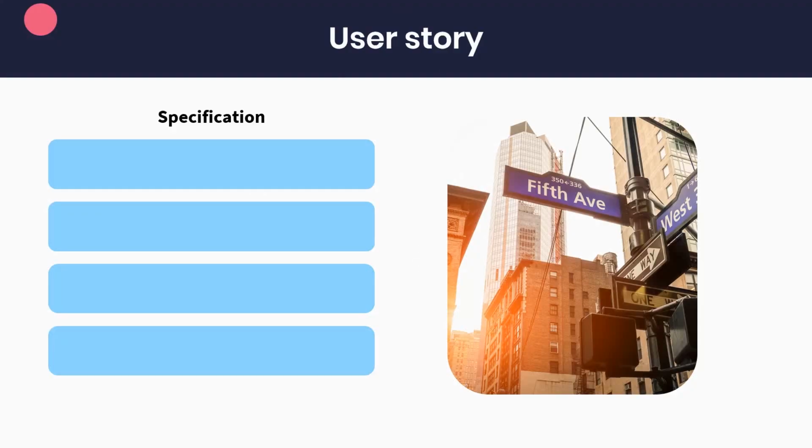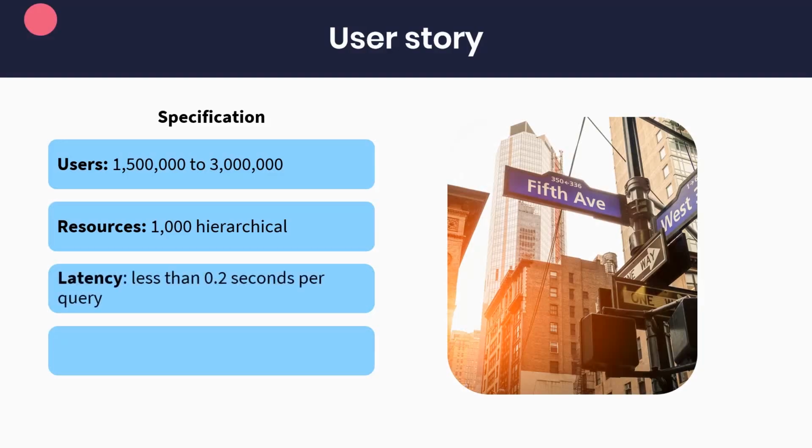It looks like this. Users. The system must be designed to support 1.5 million to 3 million users and 5,000 queries simultaneously. Resources. It'll comprise 1,000 hierarchical resources, each with multiple actions to be shared in communication between all connected users. Then latency, or the time it takes for data to get to its destination. It needs to allow for less than 0.2 seconds per query response time for role and rule-based decisions. In terms of infrastructure, it's one central enterprise covering all geographies.